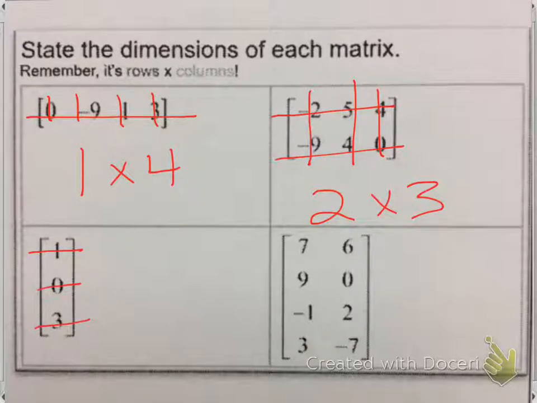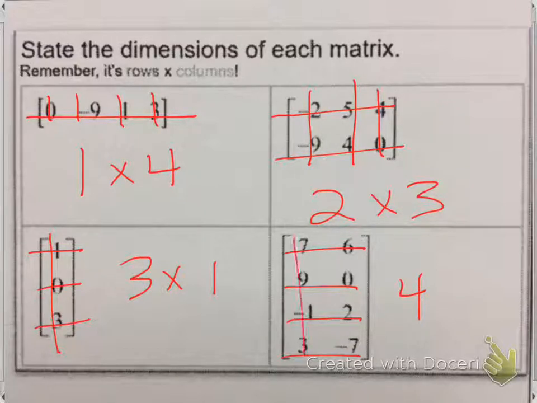How many rows here? 3 rows. How many columns? 1. It's a 3 by 1 matrix. How many rows here? That would be 4. How many columns? 2. So this is a 4 by 2 matrix. So again, we state by rows and columns in our matrix.